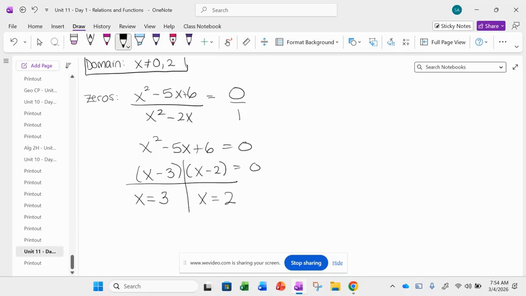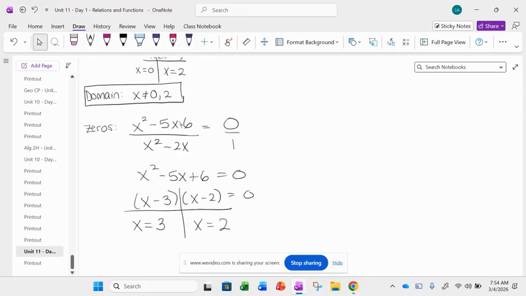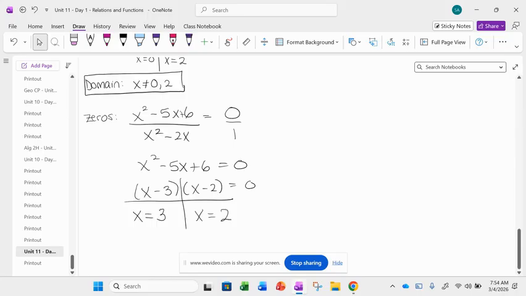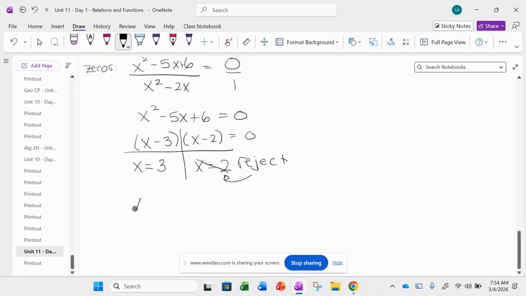But what is it that we should check? Are these values of x within our domain? So let's go back to our domain. Our domain was restricted. Our domain was saying x can be any number except 0 or 2. Is this a problem? Yes. So is x equal to 2 a 0 for us? No, x equal 2 is not a 0. We're going to reject it. And we're only going to have x equals 3 as a 0.